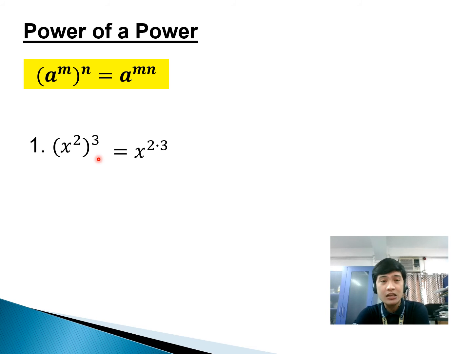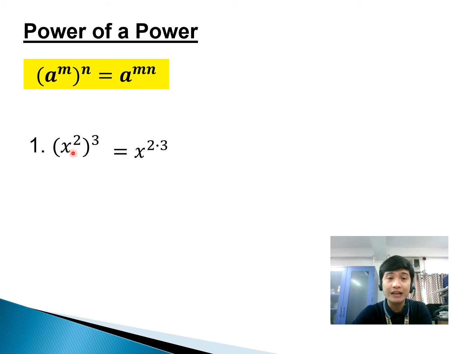Ang confusing kasi dito is lagi itong napagkakamalang product rule. Hindi po natin siya i-add. Kasi sa product rule, kung babalikan po ninyo, dalawang particular expression, minumultiply natin sila, and then we add their exponent. We just copy the base and then we add their exponent. Dito iba. Sa loob ay may expression raised to a given power. Sa labas ay may another exponent. Kaya siya power of a power.